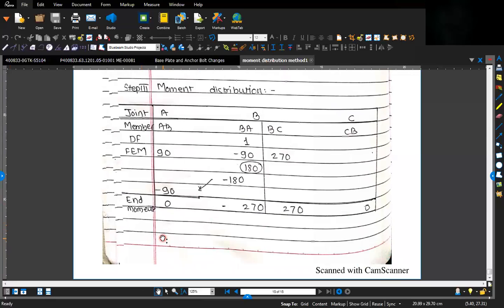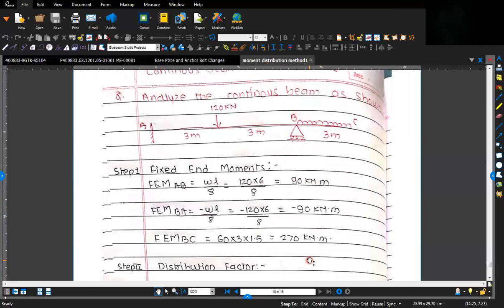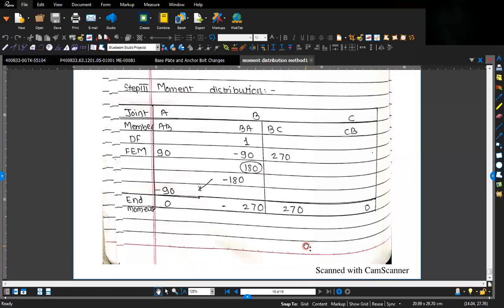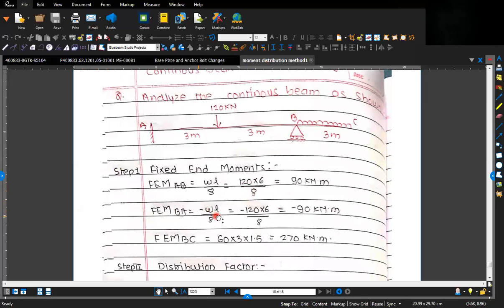And what is the next step? That is the drawing of the shear force and bending moment diagram. I leave this part up to you because you have to complete the numerical.